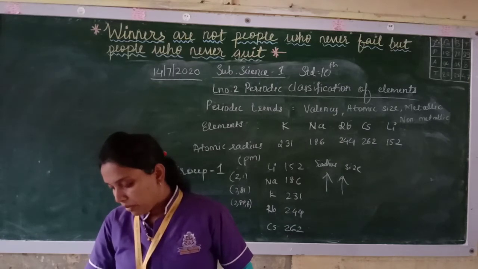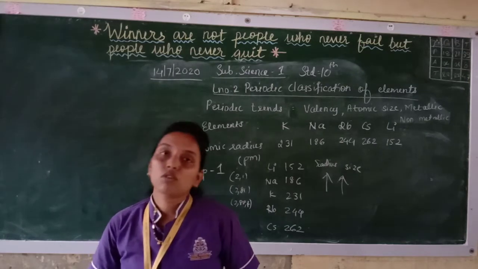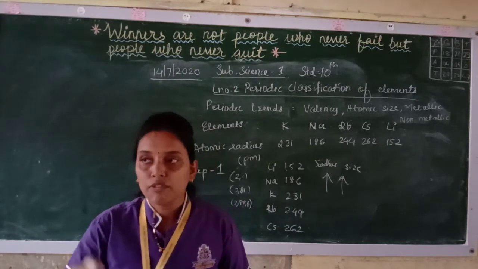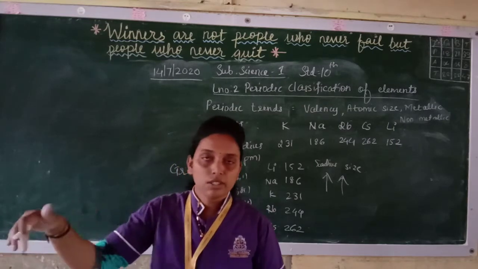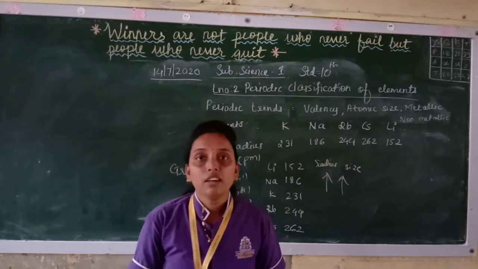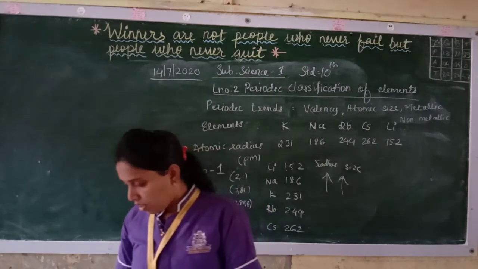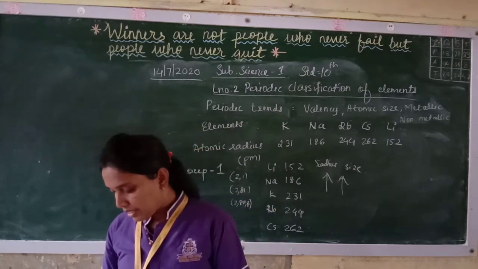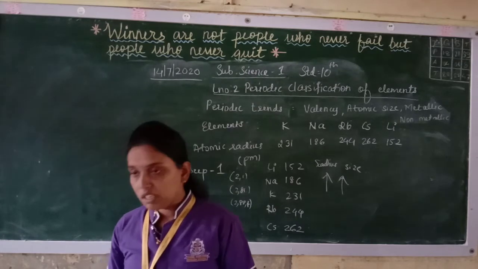Therefore, the distance between the outermost electron and the nucleus goes on increasing. If one shell is added, then the distance between the nucleus and the outermost shell will increase. That is why the size is also increasing. As a result, the atomic size increases in spite of the increased nuclear charge.